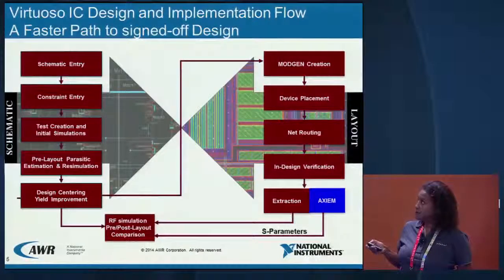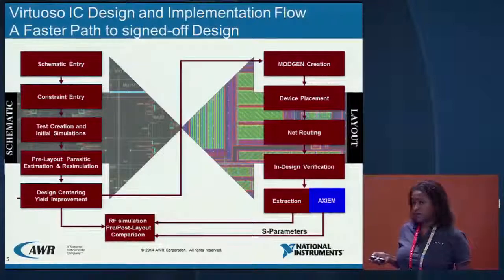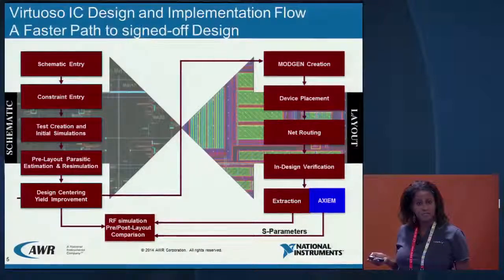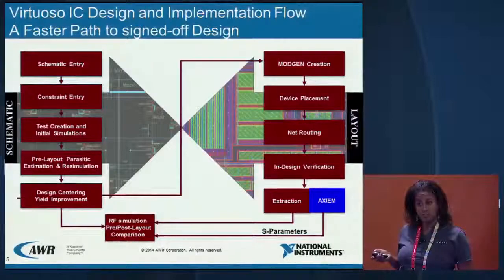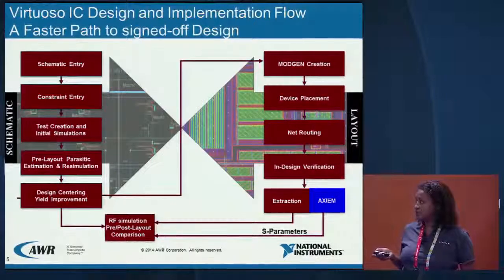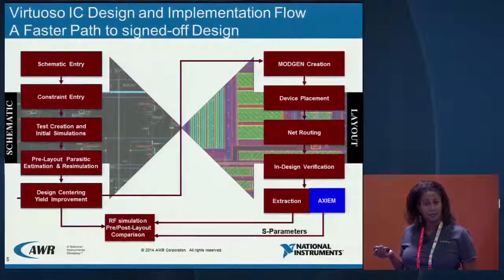At this point, once you go through the placement and routing, you have physical data that you can extract using the Virtuoso environment. But then for those high frequency designs that need accuracy, that's where we feed that data structure, or I should say the physical structure, into the AWR environment, which is Axiom, and run a 3D solver to extract the S parameter model and then feed that into a post-layout RF simulation step, okay?